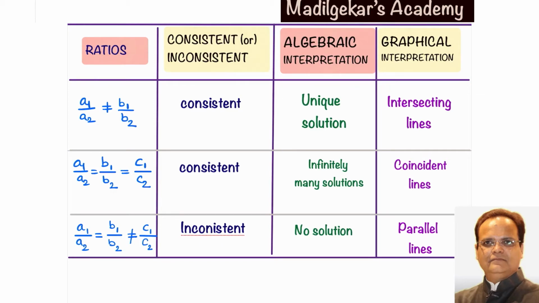Second case, if a1 upon a2 is equal to b1 upon b2 equal to c1 upon c2, then also the equations are consistent, means they have solutions. But these solutions are infinite in number, means infinitely many solutions exist. If we draw their graphs, the graphs are coincident lines, means overlapping lines. They are not distinct lines.